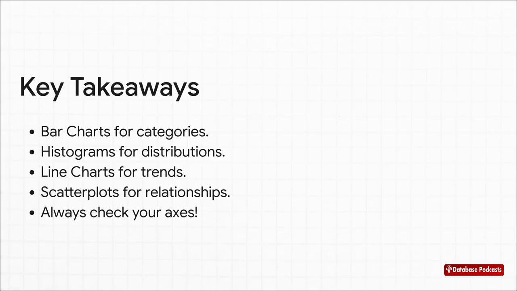Bar charts, use them to compare separate things. Histograms, to see how your numbers are spread out. Line charts, for showing trends over time. And scatter plots, perfect for exploring relationships. But the biggest lesson of all, no matter what you're making, always check your axes.